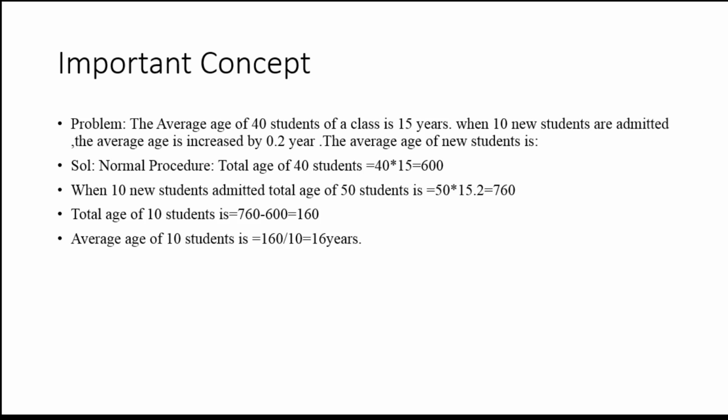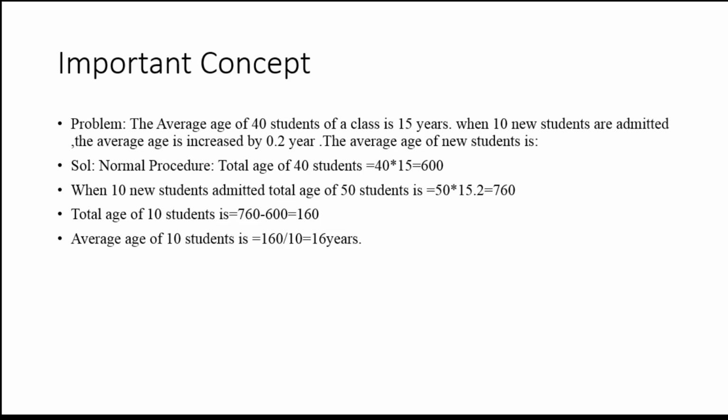Now, if we are going to solve this particular problem in a traditional way, in the sense sum of observations by total number of observations. So here they have given the average of 40 students of a class is 15 years. So total number of observations is 40 and the average is 15 years, but we do not have the sum of observations. Sum of observations in the sense total age of 40 students. So total age of 40 students equals 40 into 15, 600.